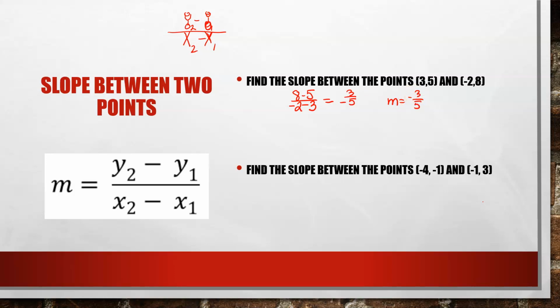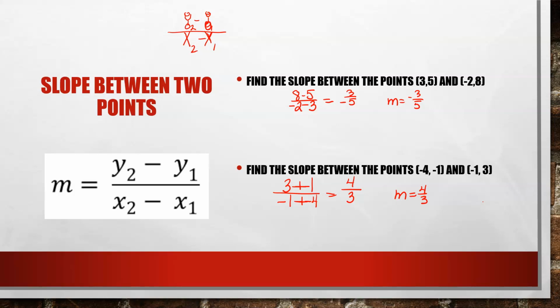To find the slope between points (-4, -1) and (-1, 3), I'm going to take my second y and subtract my first y, which is minus a negative, and then my second x and subtract my first x. So this is going to become positive. This is going to be positive. So I have 4 over 3. So m equals 4/3.